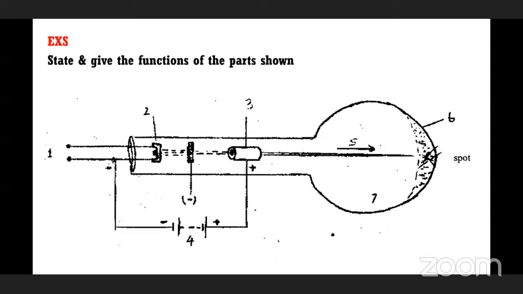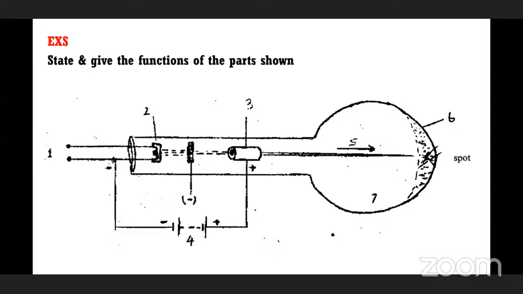Then you have part six. What is part six? The screen, the fluorescent screen. Then we have part five. What is part five? That is the electron beam. And so on. I have some two last questions, then we move on to some other parts.